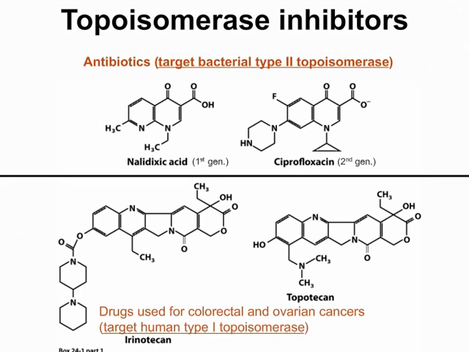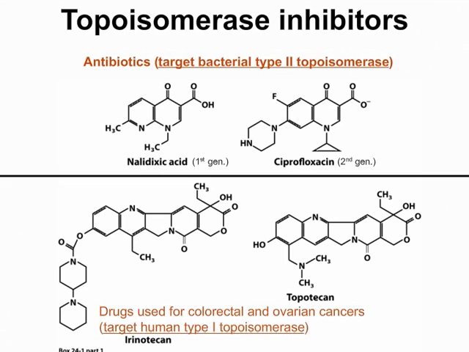want to stop DNA replication because we don't want the bacteria to grow or we don't want the cancer to spread. So at the very top, we have your antibiotics. So antibiotic drugs target your type 2 topoisomerase. So nalidixic acid and ciprofloxacin are going to be your antibiotics that target type 2 topoisomerases.